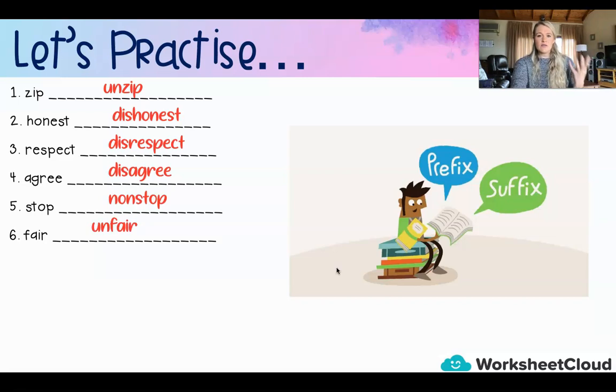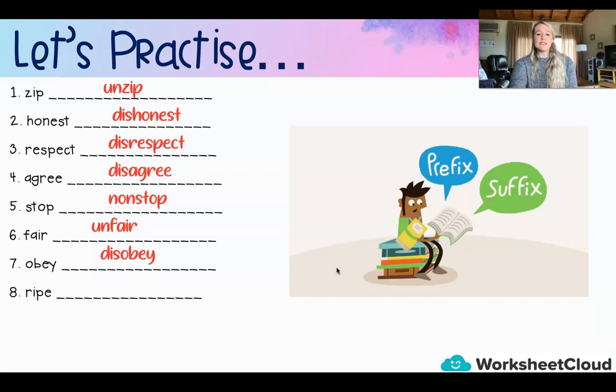It is unfair. Number 7, obey. So if we obey something, we are agreeing with the rules and we're following and practicing the rules of something. If you do not follow the rules, you disobey the rules. Disobey. Number 8 is the word ripe. If we have a ripe banana, the moment that it's not ripe anymore, or if it's unripe, should I say, when a banana is green, it's unripe, it's not ready just yet.